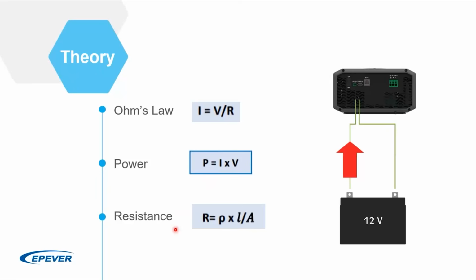Some materials conduct electricity better than other materials. Materials with low resistance conduct electricity well, and materials with high resistance conduct electricity poorly or not at all. Each material has its own specific resistance, measured in ohm meters, and the symbol is rho. So you can use this formula to calculate the resistance of a piece of cable, for example, in your off-grid system.